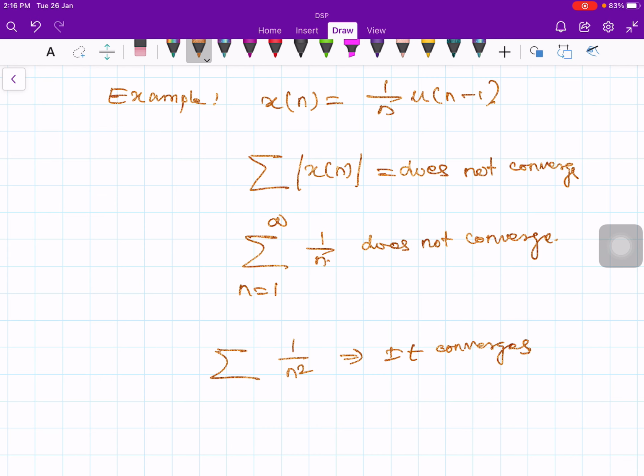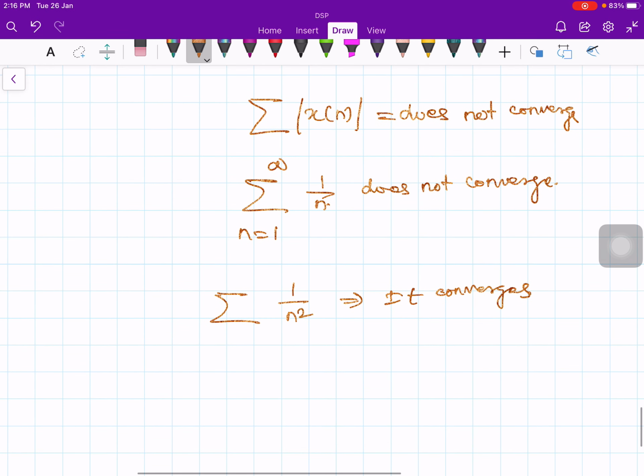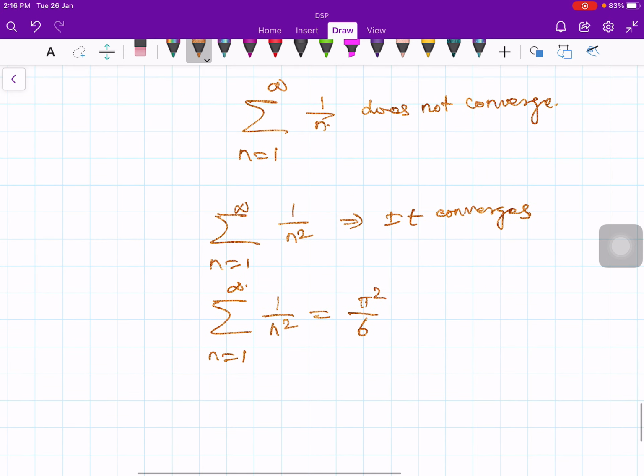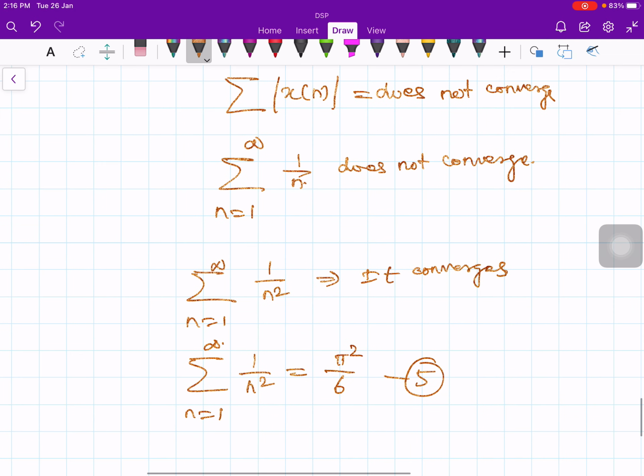Square summability. So n is equal to 1 to infinity. What do you think this value is going to be? The summation of 1 over n squared is equal to pi squared over 6. It's a finite value, right? Let me call this equation number 5 and this one equation number 6.